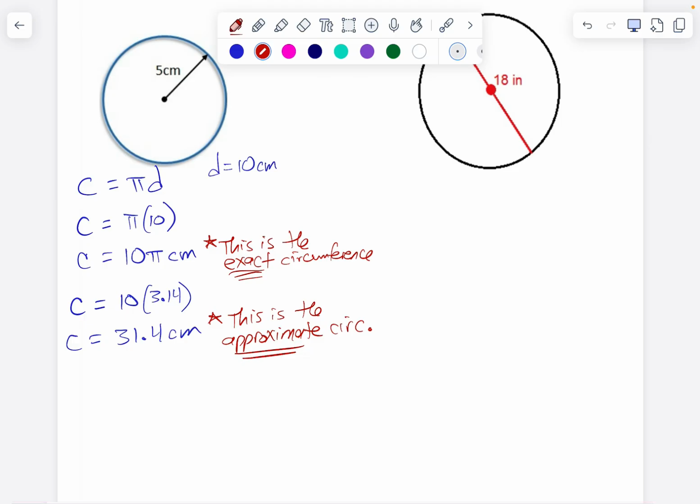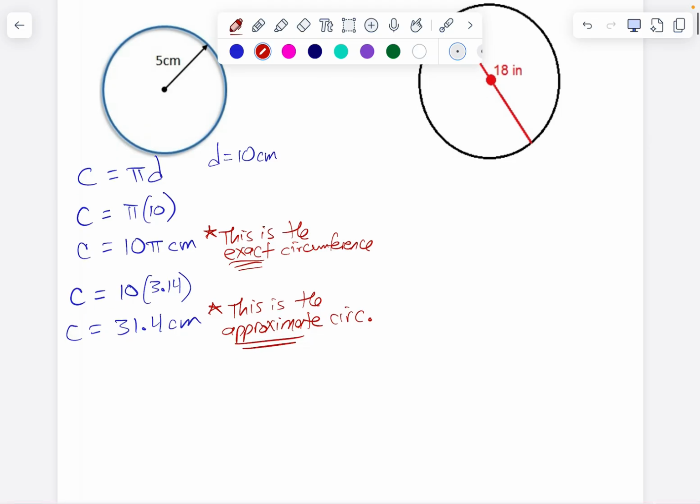Also, mathematically, sometimes that pi will cancel off and you don't even have to deal with it later on, which is nice. There's a lot of good things about leaving pi in your answer. That's how we say it. Leave pi in your answer.